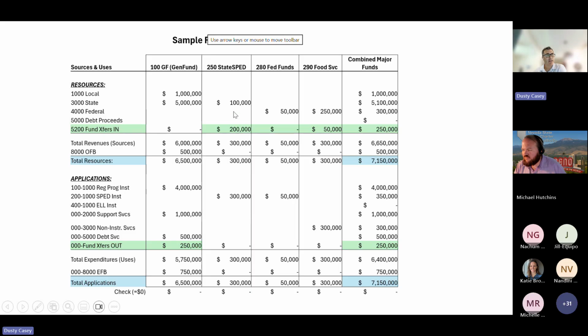So if you just look at state special education, this example has $100,000 coming in. It's a state resource, right? So it comes in at the 3,000 level. They're spending, if you go down on special education, $300,000. That creates a $200,000 deficit, right? Well, in order to zero this fund out at the bottom, have an ending fund balance of 0, they have to transfer in $200,000 to zero that out.